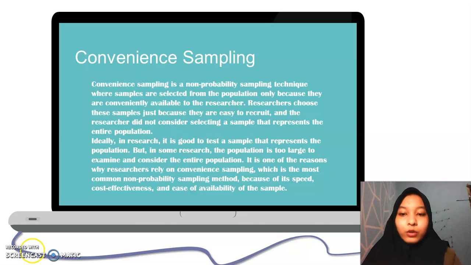Ideally, in research, it is good to test a sample that represents the population, but in some research, the population is too large to examine and consider the entire population. It is one of the reasons why researchers rely on convenience sampling, which is the most common non-probability sampling method, because of the speed, cost effectiveness, and ease of availability of the samples.